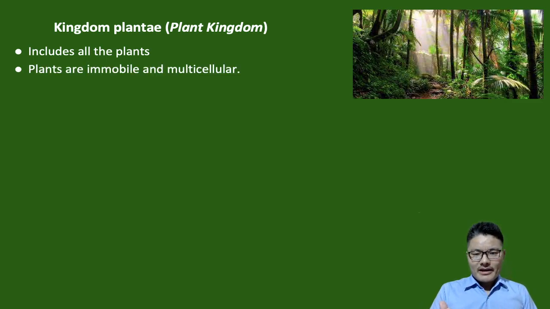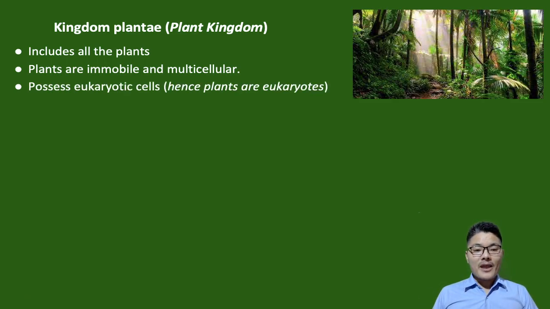Plants are usually immobile. They can't move from one place to another. As you can see here in this picture, you can see trees growing at one place. They can't move from one place to another. And you know that plants are usually multicellular. We do have unicellular plants. So plants are multicellular for being their body is made up of many cells. And plants are possessing, or their body is made up of eukaryotic cells. Hence we can say that plants are eukaryotes.